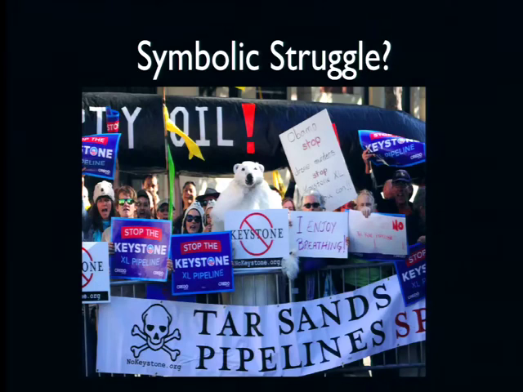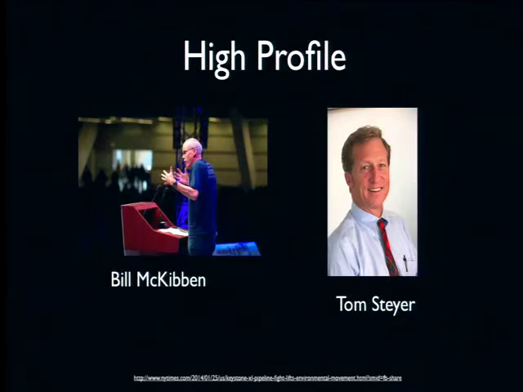Right now, I just want to say that if we look at it from higher up, this is a way that people can have something to carry a banner about. It's very high profile in the environmental movement. Have you heard of either of these two people? Bill McKibben is a founder of 350.org. He's an environmentalist who's very high visibility.